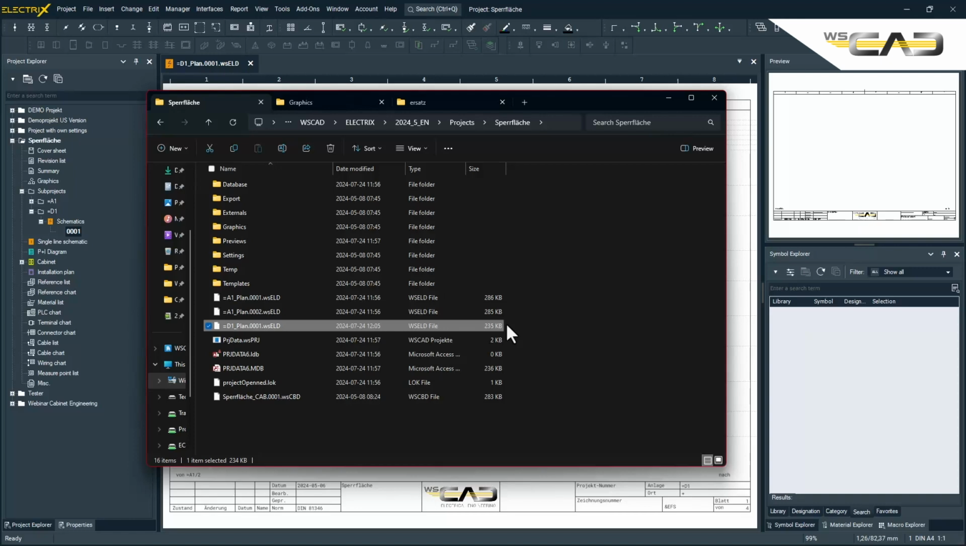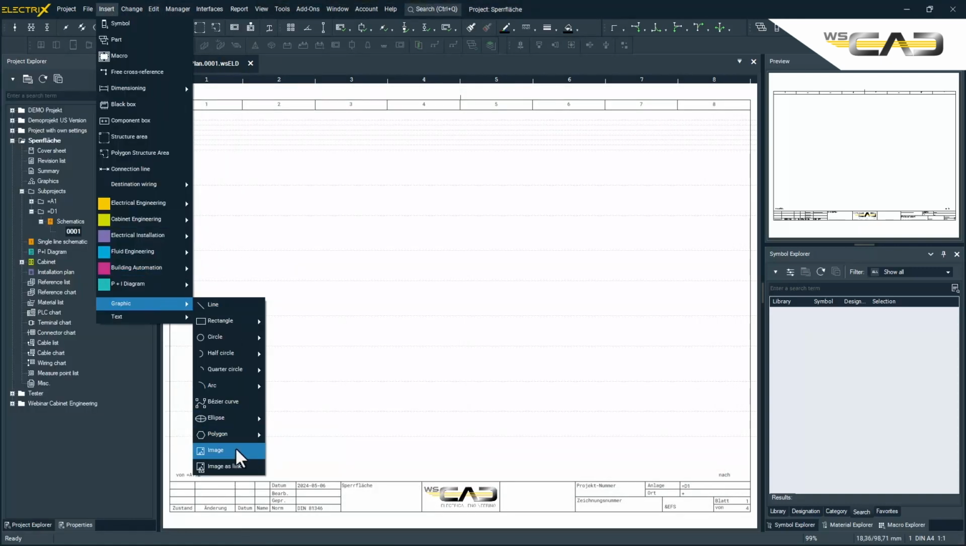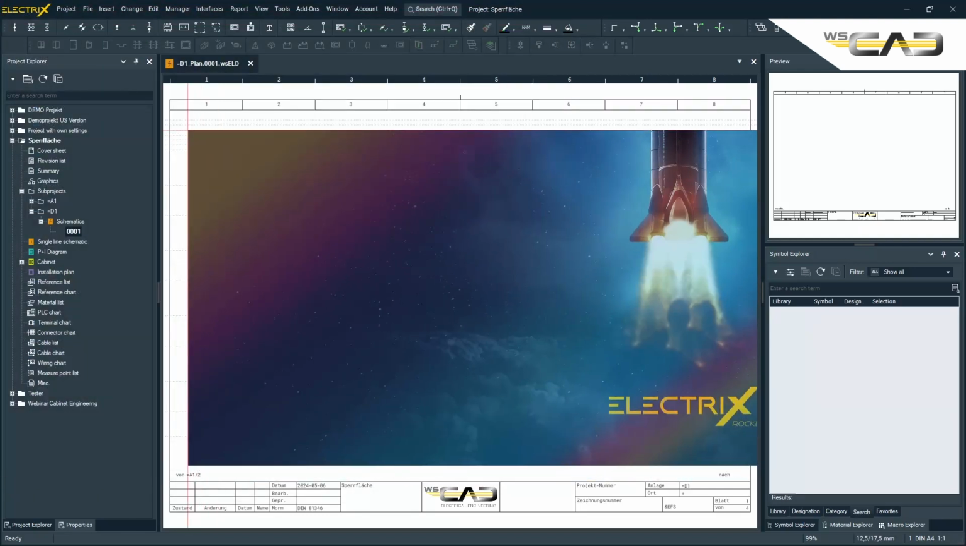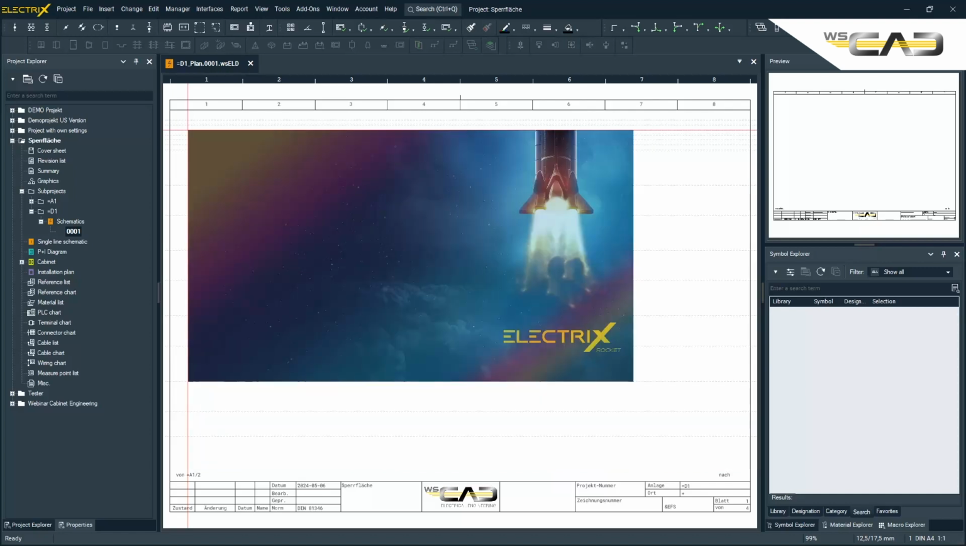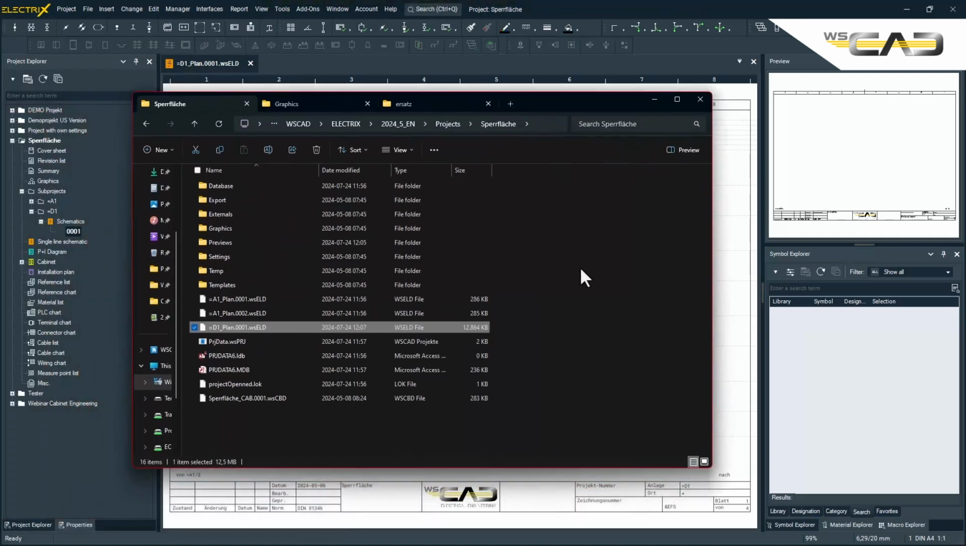Now let's see what happens if we insert a large image and place it on the page. By the way, the image can be enlarged with the S key and reduced with the Shift and S key. Now the required memory space of the page increased rapidly.